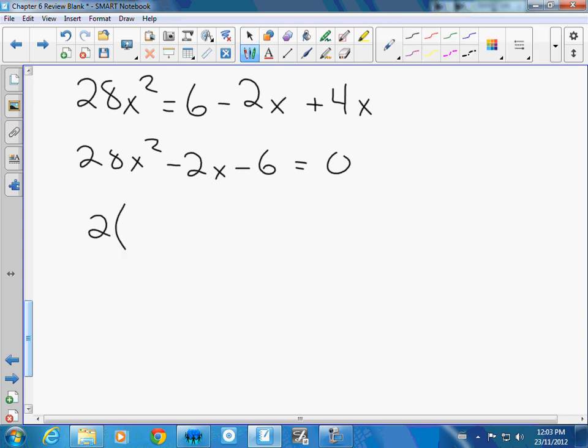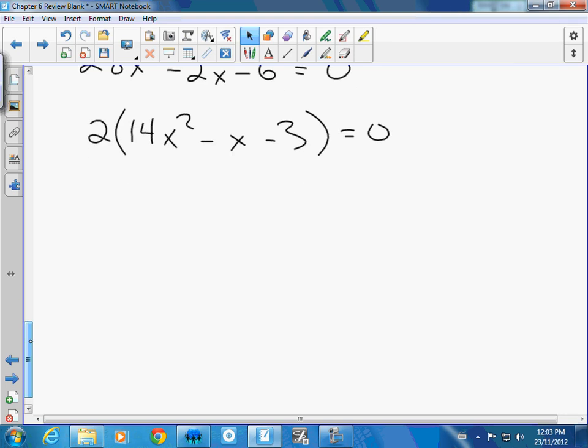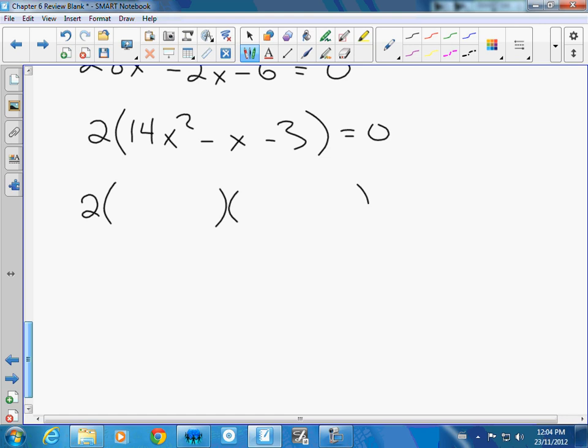So what do we end up with? 14x squared minus x minus 3 equals 0. What do you mean, now what? Factor! Give it a shot! If it doesn't factor, then you have to use the quadratic formula. Oh, don't give me, just because it's a 14, don't be scared. There's only 4 factors of 14. 1 and 14, and 2 and 7. So let's take 2 and 7. Why not? And if it doesn't work, we'll try the other ones.